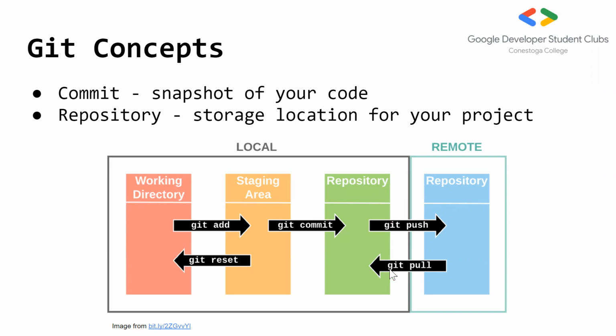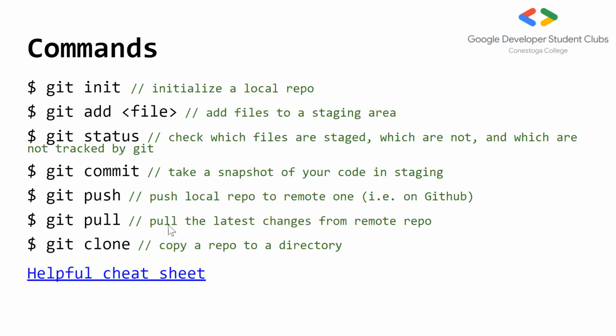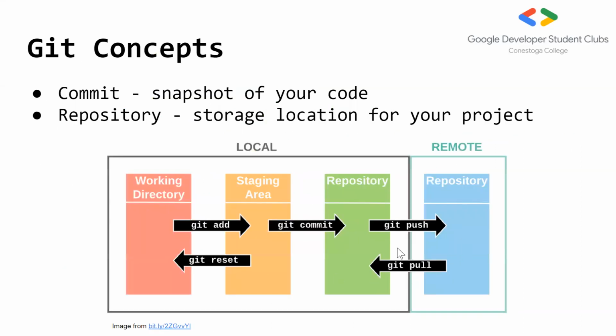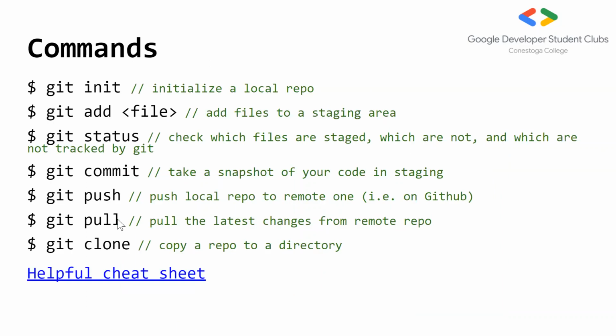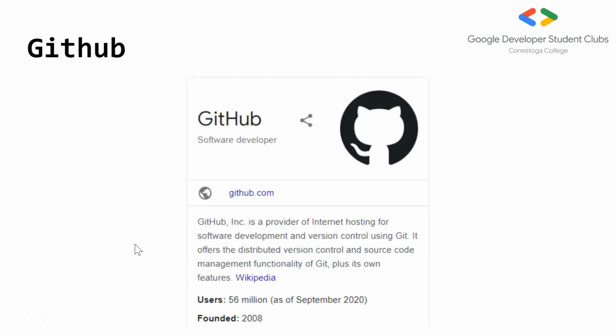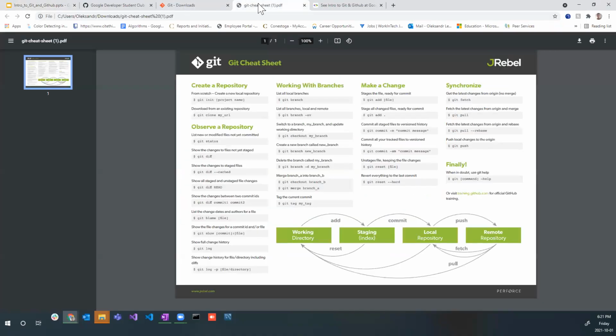And then git pull means pull the latest changes from a remote repo. And then git clone is essentially copying a repository to your machine, right? It's not on this diagram, but if you want to take a project from somewhere else, from the internet, you can just do git clone and you specify the repository. Again, we will do that, so don't worry. And this is just a helpful cheat sheet, sorry.